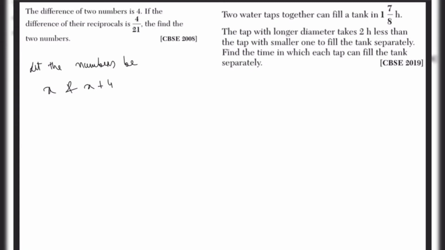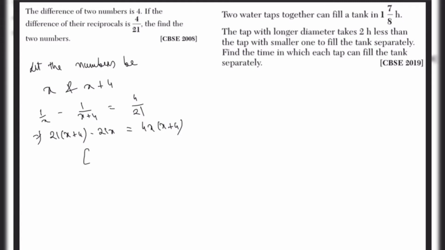The difference of the reciprocals is 4 by 21. Now check that, I mean, it is easy to see that 1 by x is going to be greater than 1 by x plus 4, right? So when we take the difference, it has to be 1 by x minus 1 by x plus 4. This should be 4 by 21. We have to find the two numbers. As usual, we'll just multiply everything by 21 into x plus 4. So we have 21 times x plus 4 minus 21x equals 4x times x plus 4.